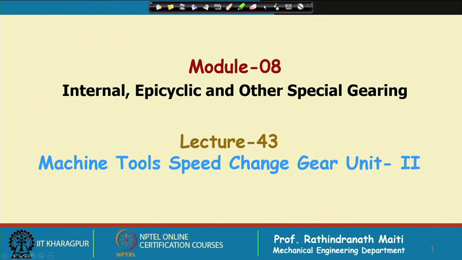Welcome to module 8, internal epicyclic and other special gearing, and we are continuing with machine tool speed change gear unit. This is part 2 of machine tool speed change gear unit.